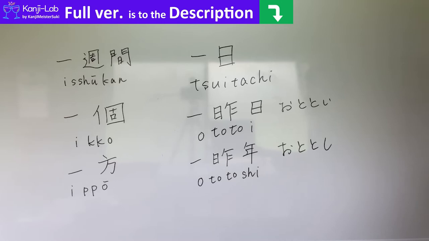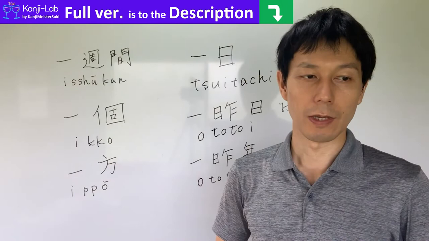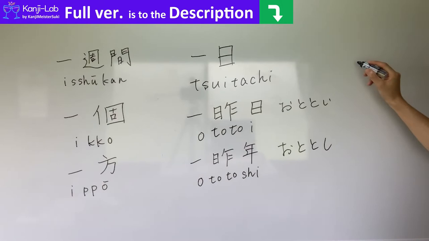Next is the meaning of the kanji ichi. This kanji is used in the next meanings. Wa.